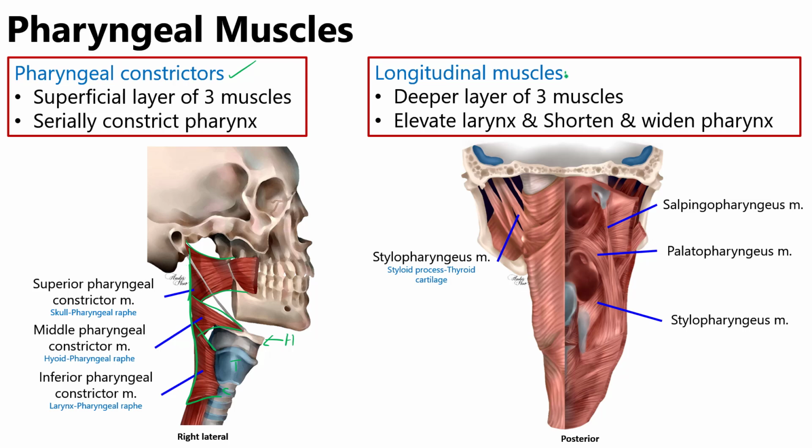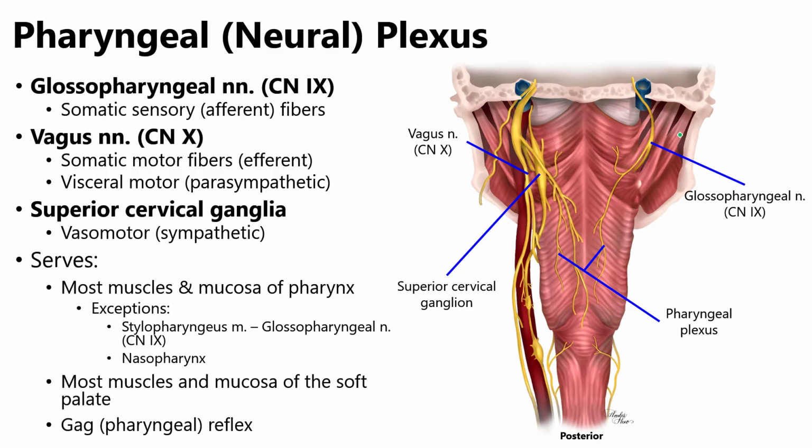The longitudinal muscles tend to go deeper. We can see the three longitudinal muscles here. This is the salpingopharyngeus, which originates from the nasopharynx and inserts in the wall of the pharynx. We also have the stylopharyngeus muscle here, which runs down to the thyroid cartilage. And then finally, the palatopharyngeus muscle, which originates from the soft palate down to the wall of the pharynx. These, when they constrict, elevate the larynx, which both shorten and widen the pharynx.